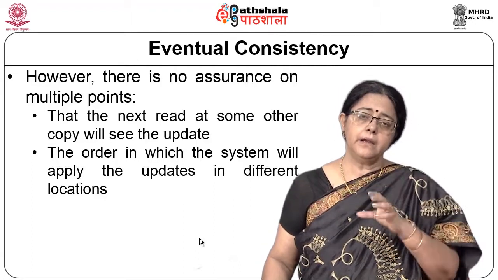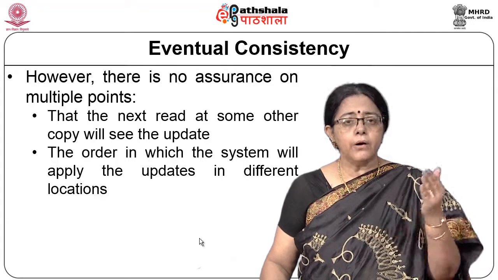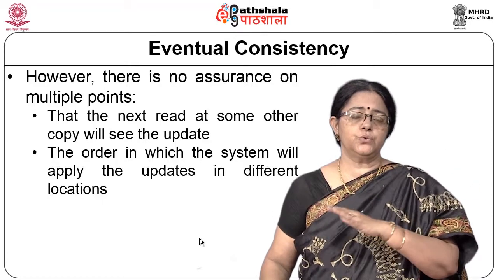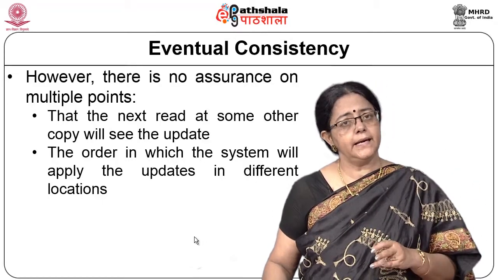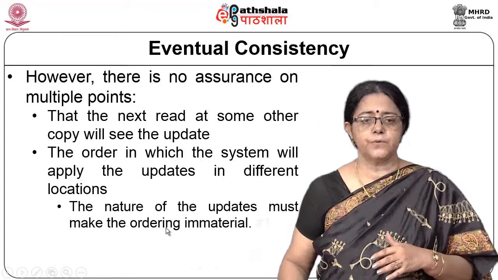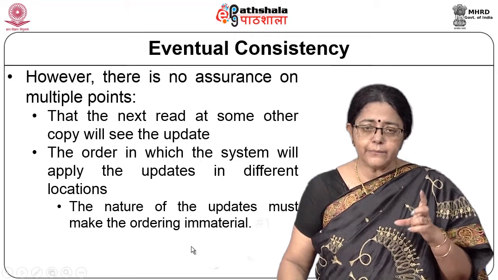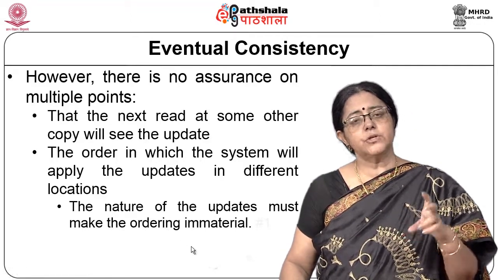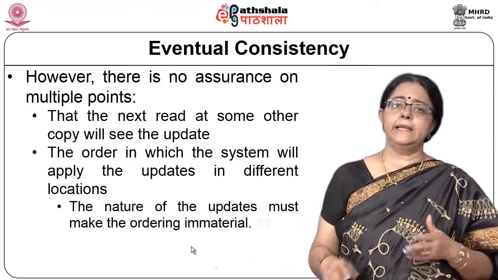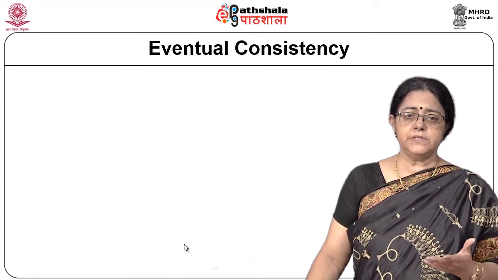If there are 3 or 4 updates, then the order in which these updates will be applied in data store 1 and data store 2 is not guaranteed in an eventually consistent data store. So, what do we do about that? We should create updates such that the order by which they are applied should not matter. So, eventual consistency follows that.